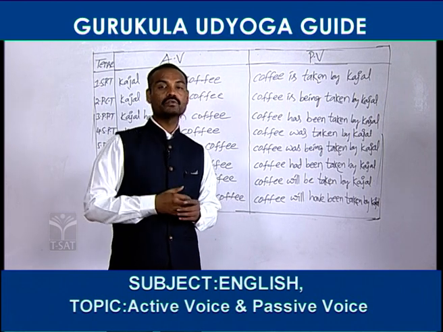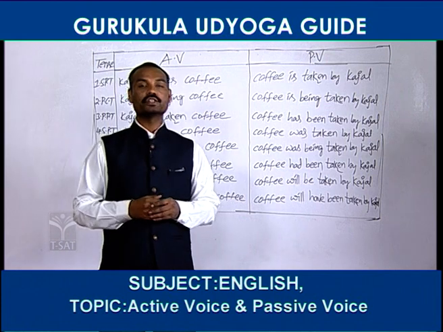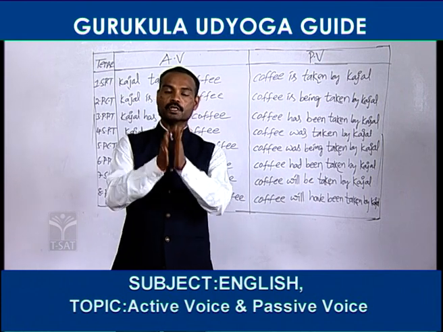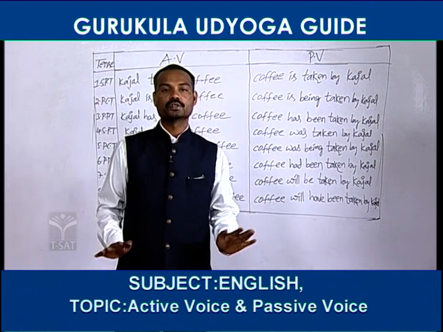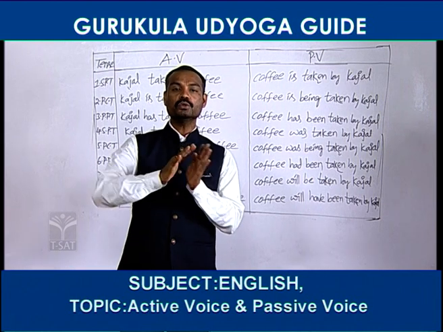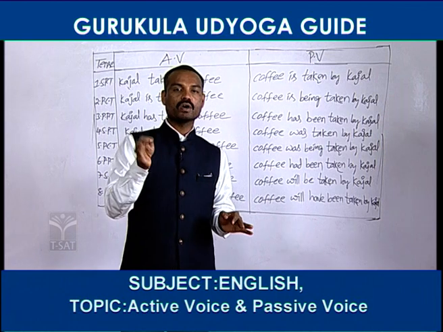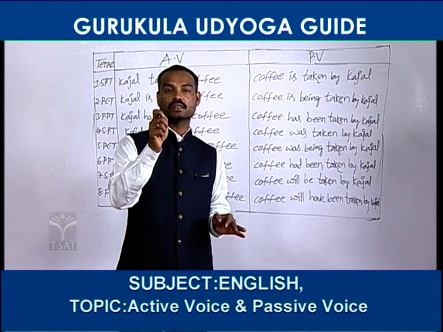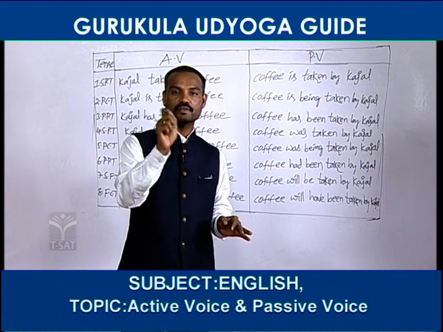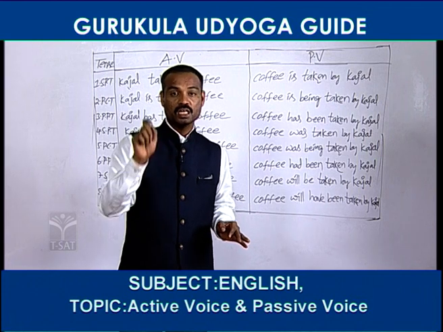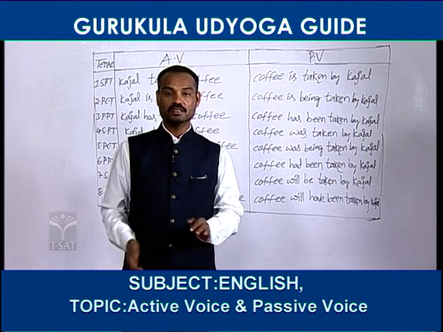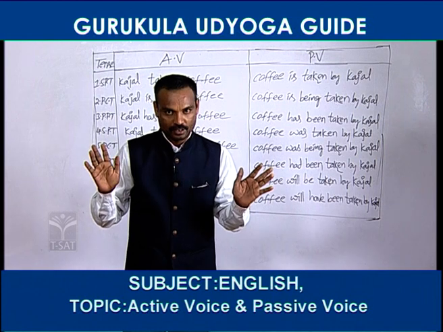Okay, now I am going to tell you the list of helping verbs in English. Friends, in English there are 24 helping verbs. They are am, is, are, was, were, do, does, did, shall, have, has, had, shall, should, will, would, can, could, may, might, need, ought, dare, used, must. This is the list, my dear friends.